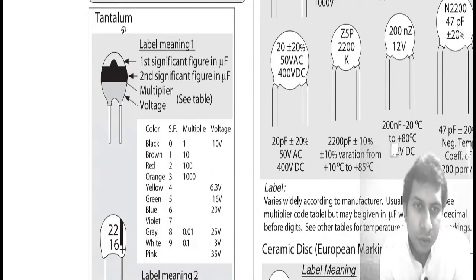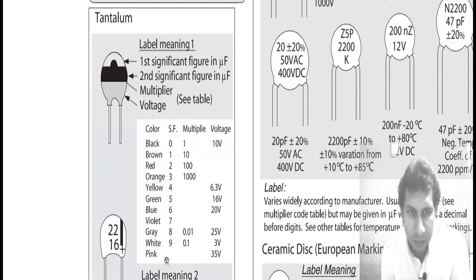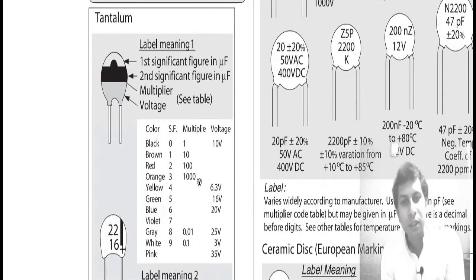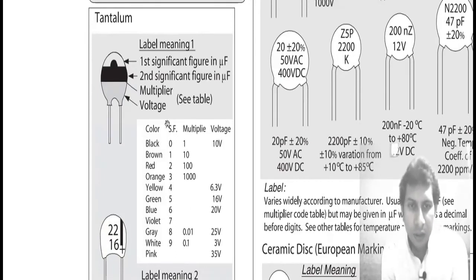Okay. Now, if it is a tantalum and there are color codes, then the first significant color, for example, let's take brown, red, and orange. That means the first is brown, that means 1 as the significant figure. If it is then red, that means 2, that means 12, and if the third one is orange, then you have to multiply by 10 to the power 3. That means 12 microfarad into 10 to the power 3 microfarad. Okay. And the last one is voltage.